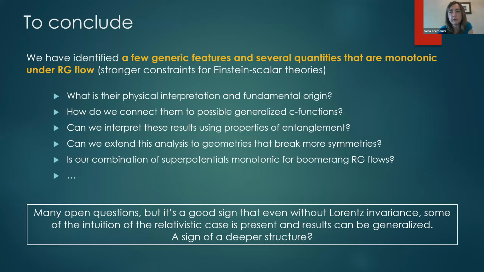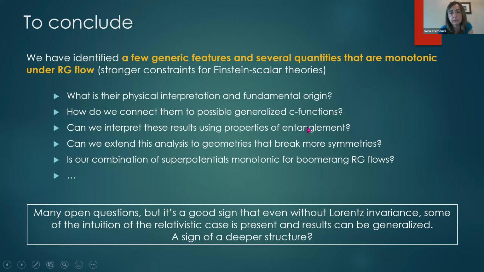Now, this is only a first step. There are plenty of directions that can be looked at. The main question, of course, is what is the physical interpretation of these quantities? There are many things that are monotonic, so what? You need to understand what they mean. Do they have a fundamental origin? And if we want to connect them to some C function or a possible C function, we certainly need to understand what they represent physically.